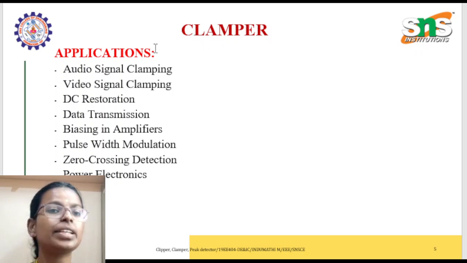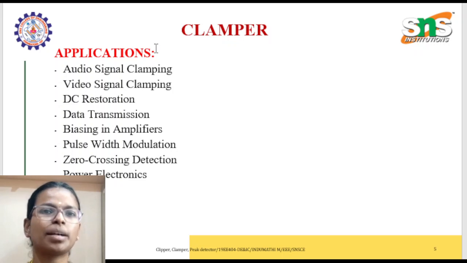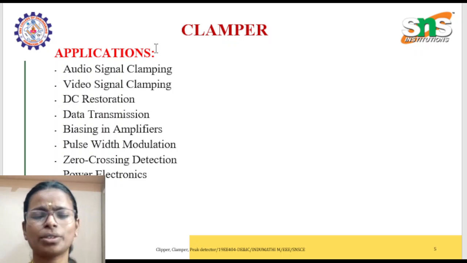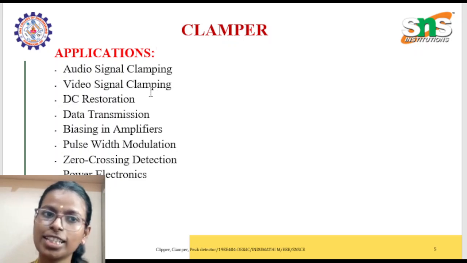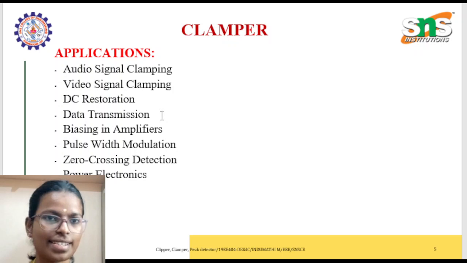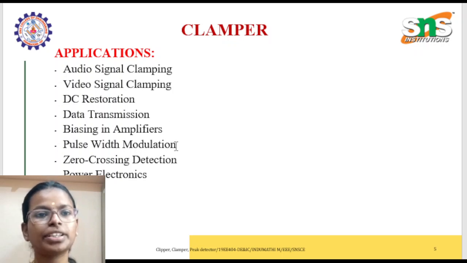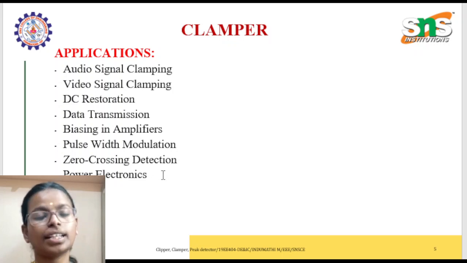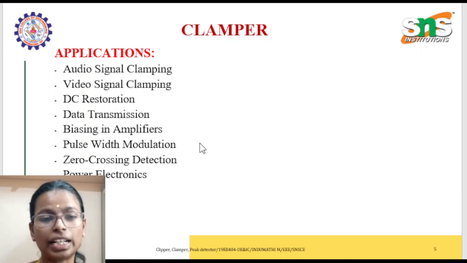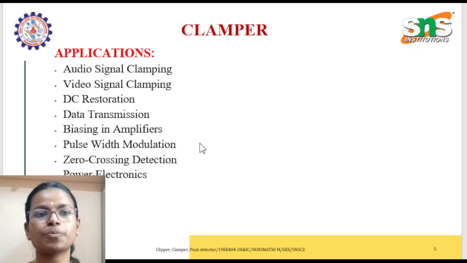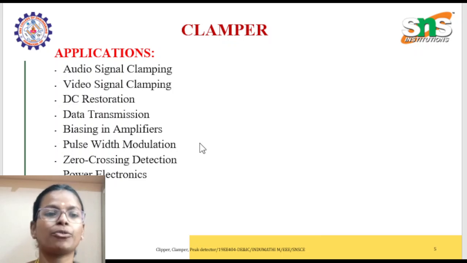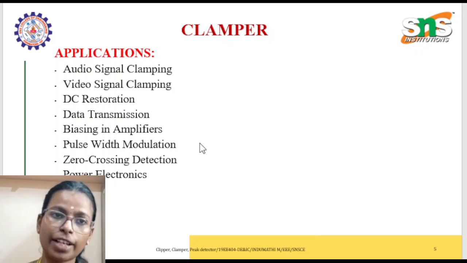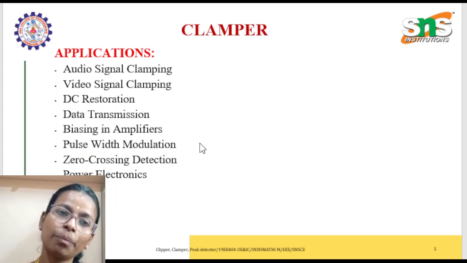Clamper. The application of clamper, normally what is meant by clamper is it's like giving a DC voltage. The applications are audio signal clamping, video signal clamping, DC restoration, data transmission, biasing in amplifiers, PWM, zero crossing detectors, and power electronics. The main thing is we can make the value 0 or any other specific value, because we can move the AC waveforms by applying a specific DC value. So what happens is the waveform gets shifted.